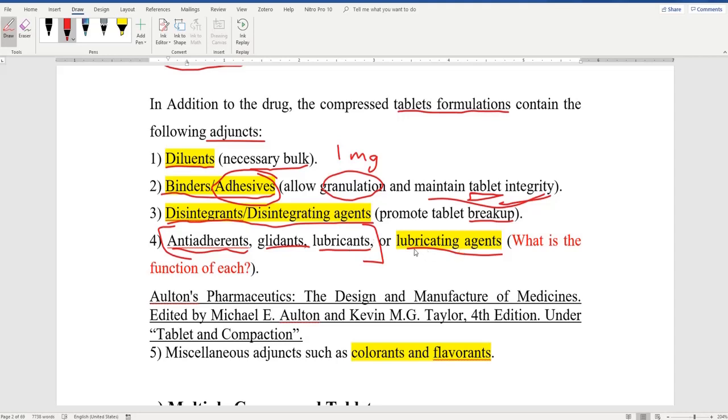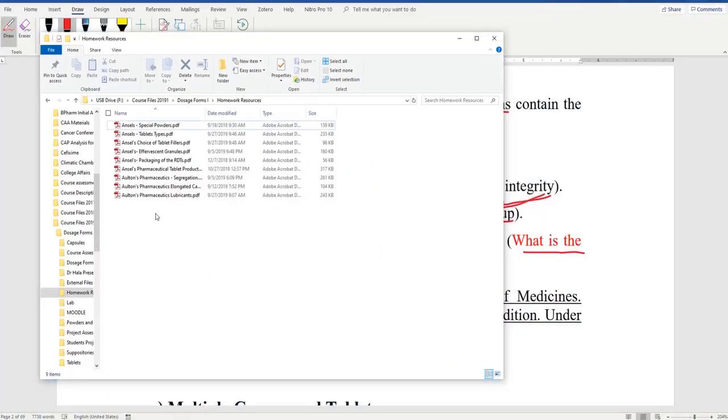Now here I want you to do something. I want you to go back to capsules because I explained to you what I mean by lubricants. And I talked about the three types of lubricants: anti-adherents, glidants, and lubricants. Now this will be a homework that you should know the function of each one. What do anti-adherent, glidant, lubricant mean, and an example of each. If you go to your e-Moodle, you will find the resource, and I will show you the answer here.